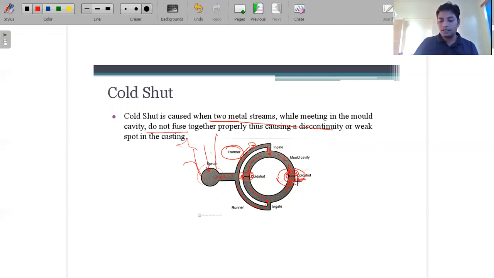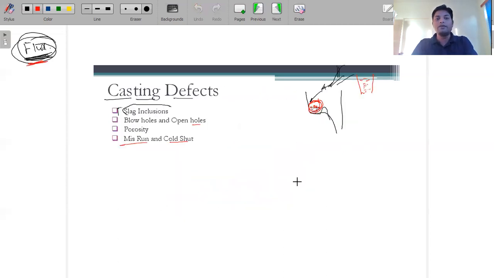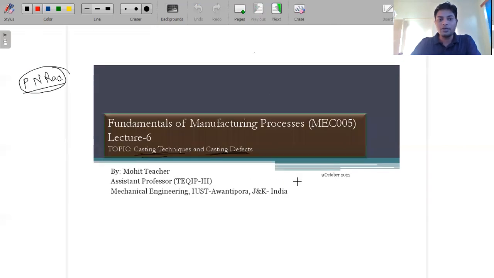Fine. So these are just some of the defects and some of the casting processes which were necessary to discuss with you guys. In this lecture we are stopping here, and in the next lecture we are starting the next unit, which is not welding. Welding will start later on, but we are starting the metal cutting operations. Okay, so thank you so much guys.